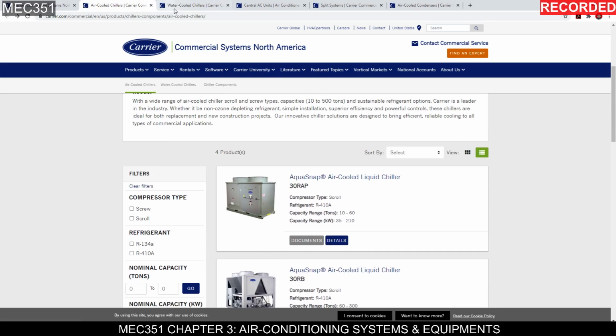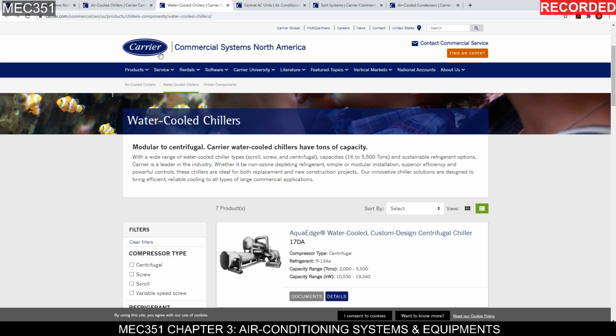Okay, let's say this is one of the most known aircon manufacturers in the world, Carrier. And maybe you have also heard about Daikin. Okay, what else? And so on.